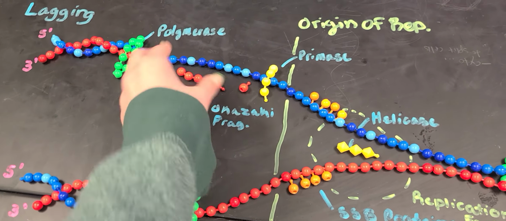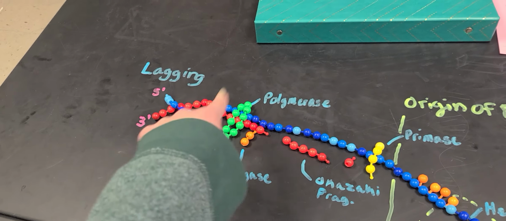And then the Okazaki fragments, they kind of line up and try to catch up. That's why it's lagging. And then there's another polymerase, and then that's the replication bubble.